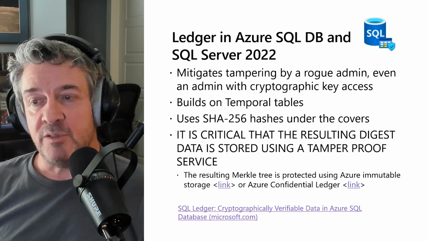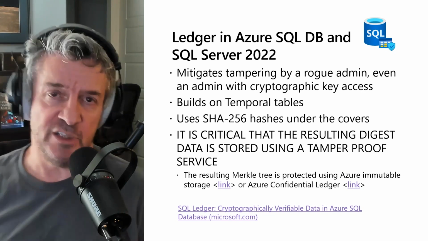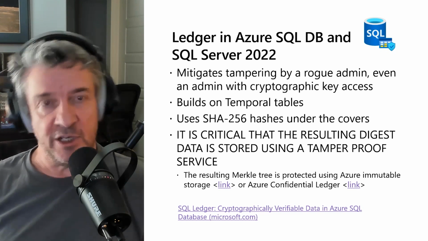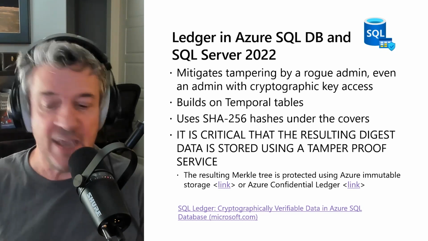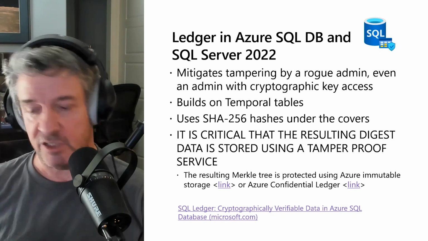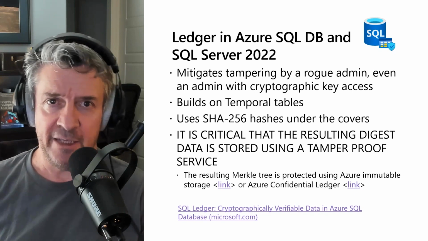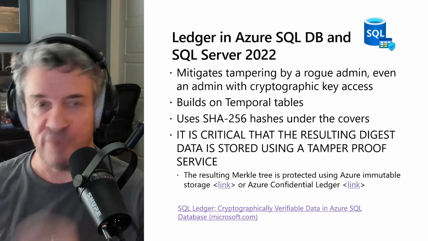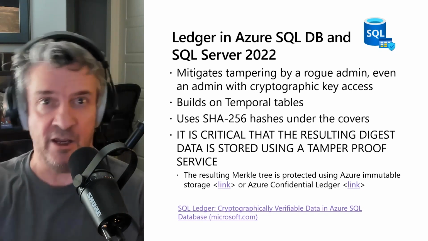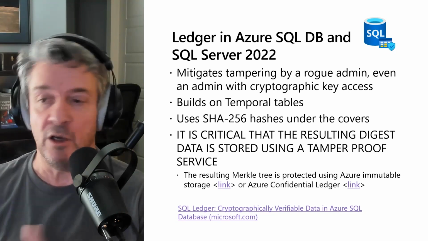This builds on temporal tables, which have been a SQL Server feature for quite some time now. Essentially what it does is it hashes data on an ongoing basis. And we build up a thing called a Merkle tree. A Merkle tree is just a hierarchical tree of hashes. The reason why we do that is because it's more efficient when you're searching, when you want to verify whether the ledger's data has been tampered with or not.